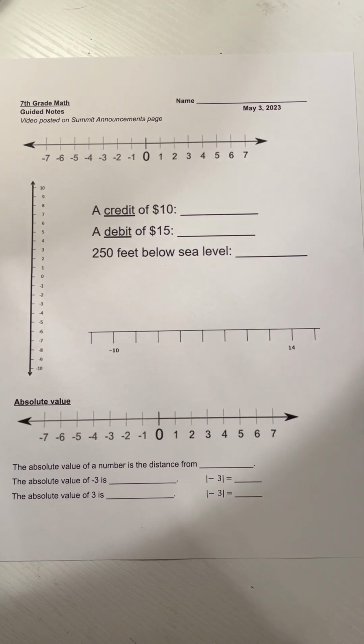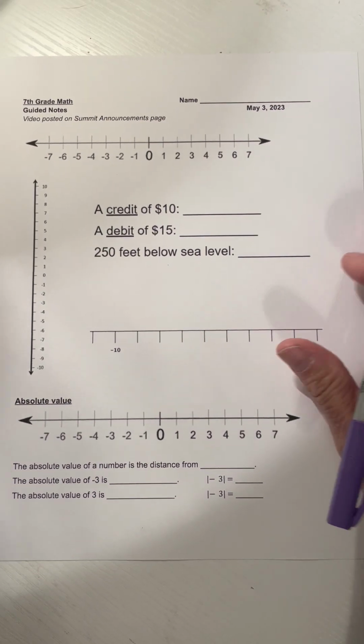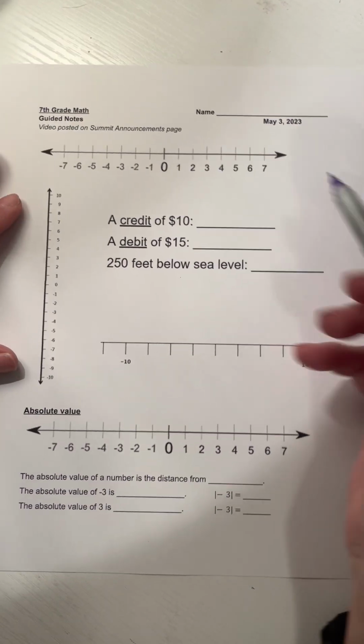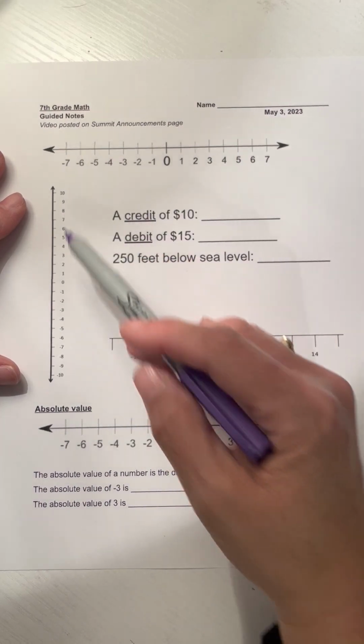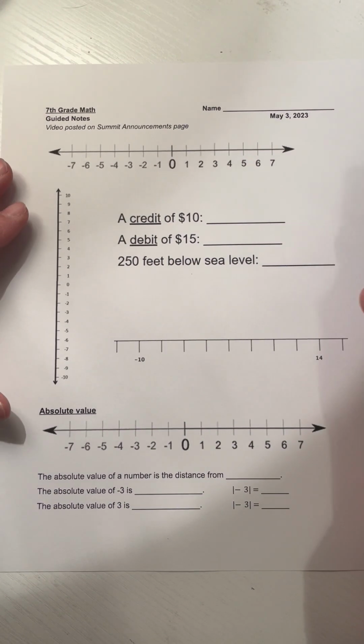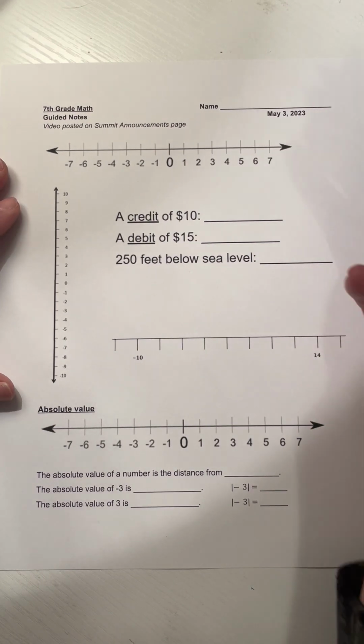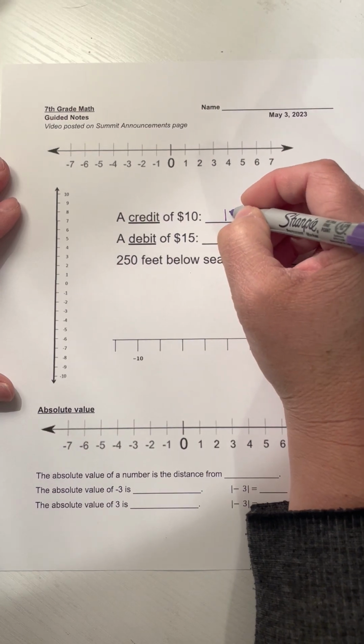This video is a quick review of irrational numbers. The first page I'm going to go through very quickly. Number lines can be horizontal or they can be vertical. When it says what is the integer that represents this situation, you have to decide if the number is positive or negative. So a credit of $10 is positive.